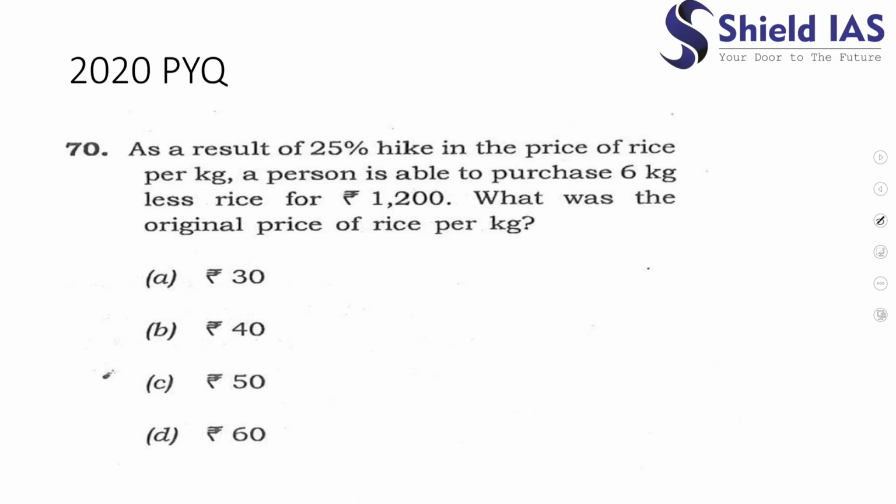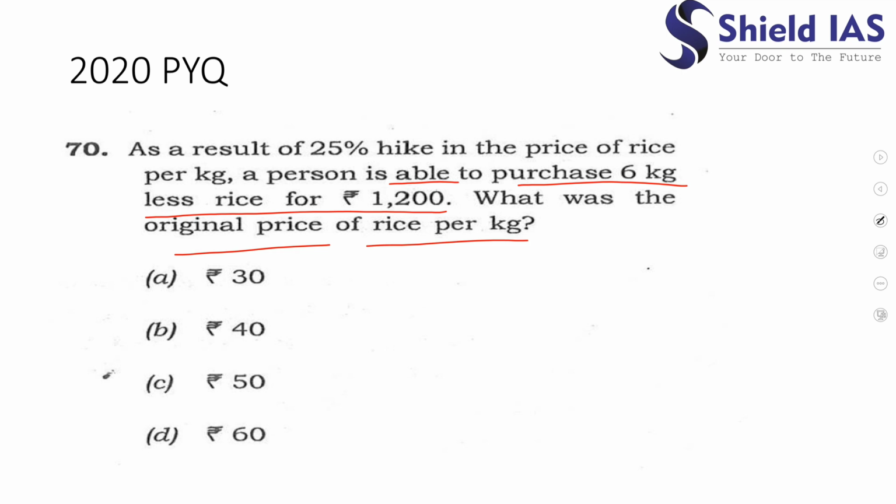Now this is the question. As a result of a 25% hike in the price of rice per kg, a person is able to purchase 6 kg less rice for 1200 rupees. What was the original price of rice per kg?